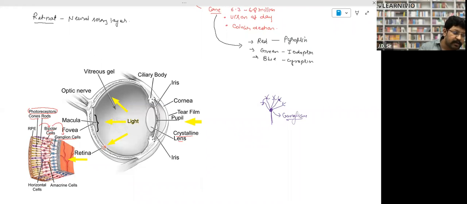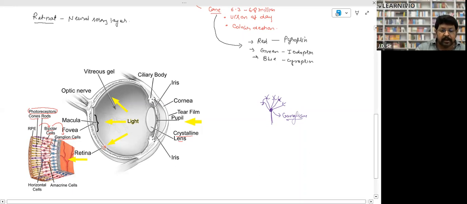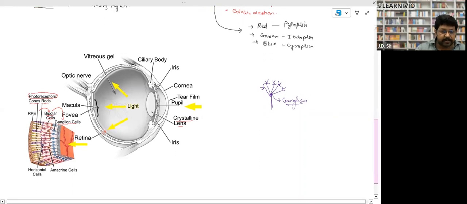These signals will be converted to chemical impulses, right? Then this component will dissociate. Suppose in the daytime there is rhodopsin, then opsin and retinal will break down and convert into chemical impulses. Then these chemical impulses will be taken to the brain, and the brain will help in the formation of the actual image, right? That's how the formation of image takes place.